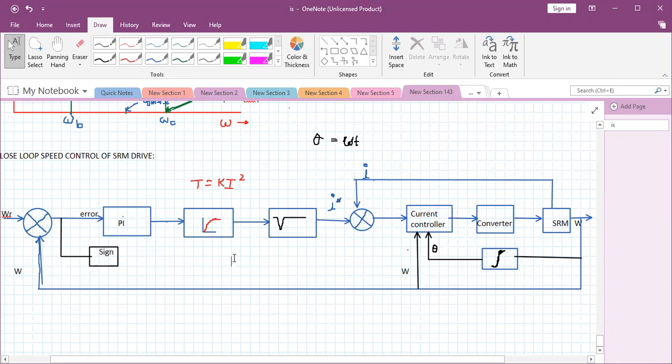According to whatever the sign is, your current is controlled. Say, for example, the sign is negative. If the sign of the torque is negative, what do you have to do? You have to make the current zero, yes or no? So for that, this particular signal is going to the controller. If the sign is negative, you have to control the current to zero.